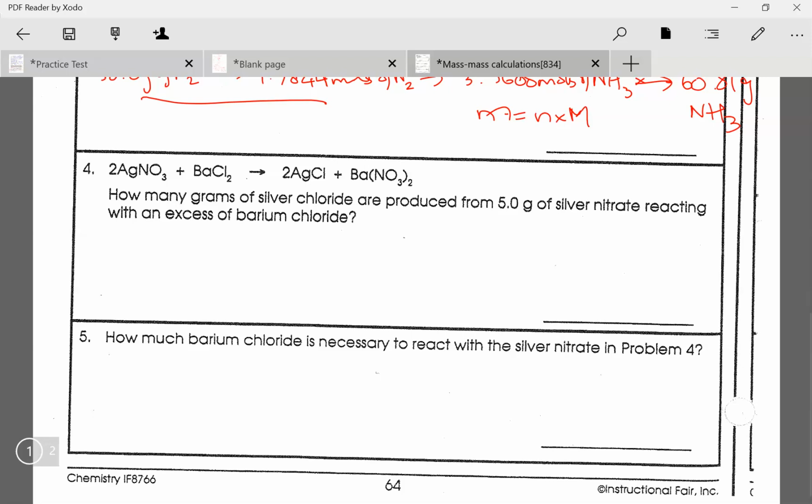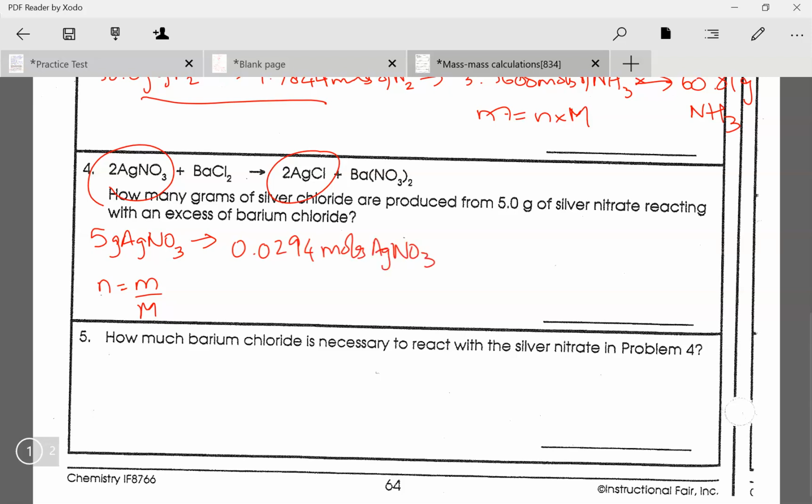How many grams of silver chloride are produced if 5 grams of silver nitrate react? So 5 grams of AgNO3. First go from mass to mole. So what is the molar mass of AgNO3? 169.87. So 5 divided by 169.87 is 0.0294 moles of AgNO3.